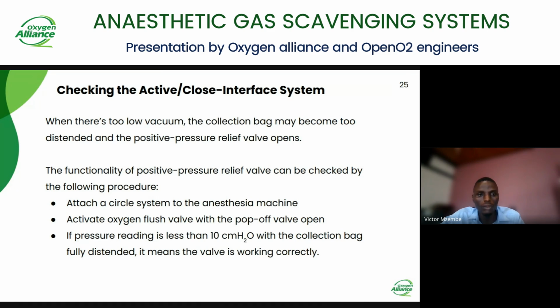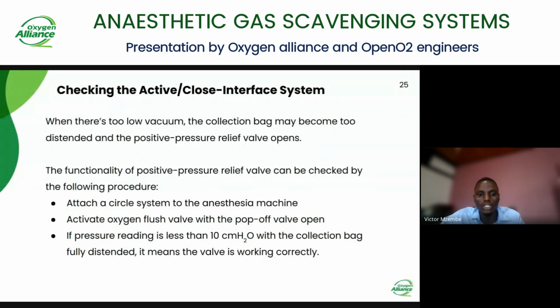So firstly, to point out, when there is too low vacuum, the collection bag may become too distended and the pressure relief valve opens. The positive pressure relief valve protects the patient against a high pressure buildup in the system. So it is important to ensure that this positive pressure relief valve is functioning correctly. You can check its functionality by the following procedure.